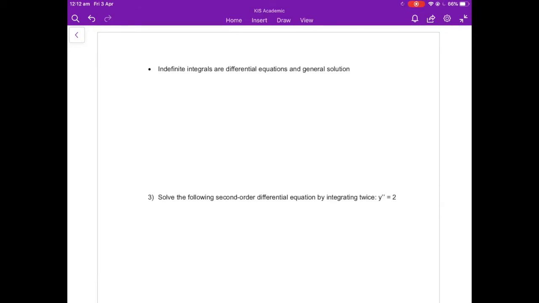Okay, so now onto the next part. Indefinite integrals are differential equations. What this means is, say we have an integral, so integrate 2x dx. That is the same as saying find a function with derivative 2x, because when you integrate that, you should get the original function.